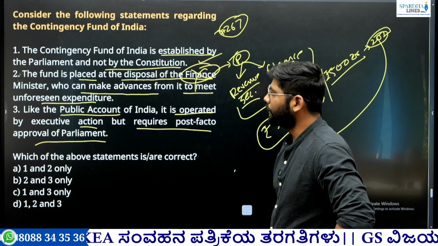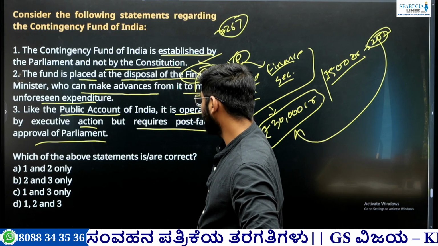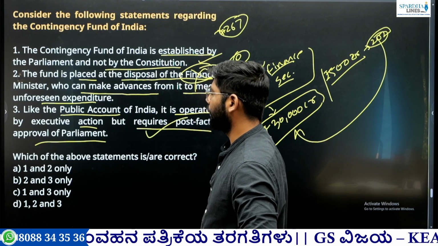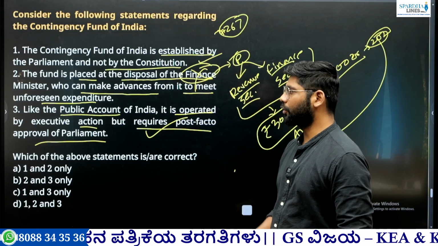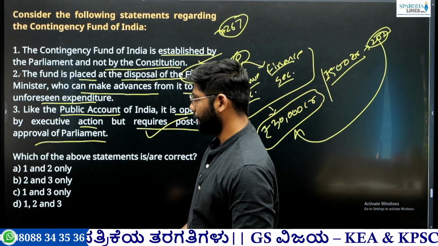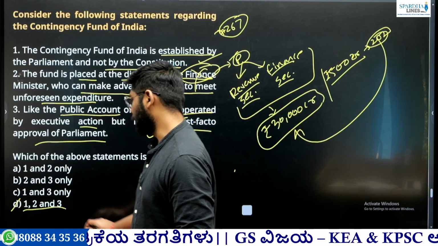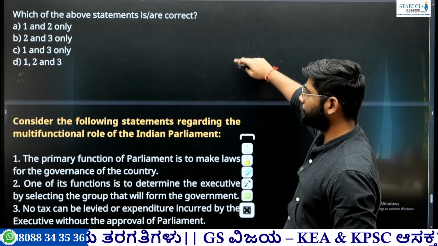Then the last one: the fund is operated by executive action but requires post facto approval. Yes, it will be operated by executive action but needs post facto approval. After the expenditure, it needs parliamentary approval. So this statement is also correct. The correct option is D, 1, 2, 3 all are correct here. Then we'll move towards the next question.